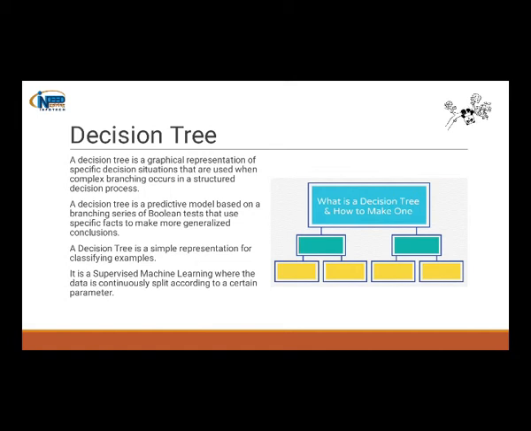Starting with the definition of decision tree, a decision tree is a graphical representation of specific decision situations that are used when complex branching occurs in a structured decision process. A decision tree is a predictive model based on a branching series of Boolean tests that use specific facts to make more generalized conclusions. A decision tree is a simple representation for classifying examples. It is a supervised machine learning method where the data is continuously split according to a certain parameter.